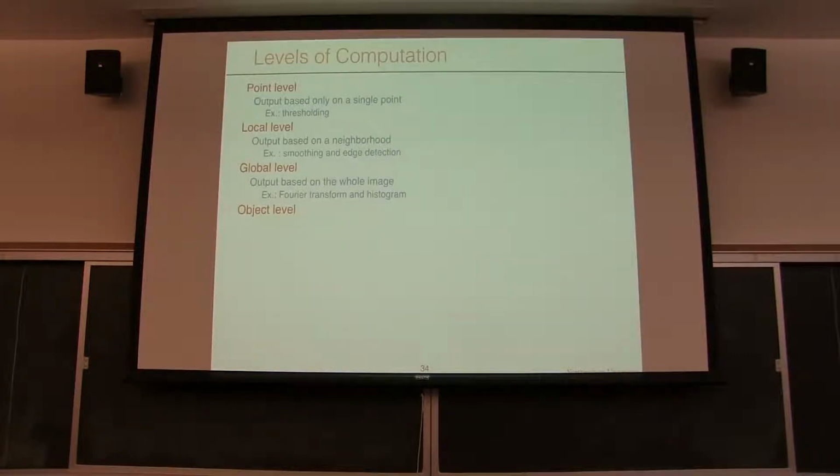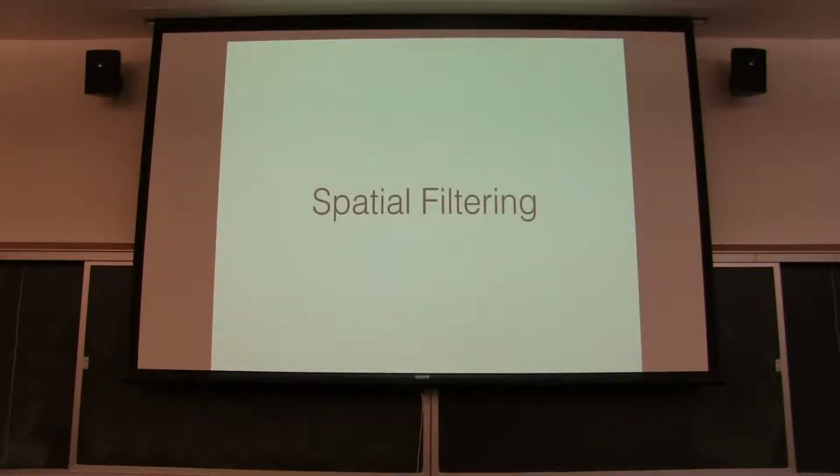Okay, and then I have the object level, which is more like tracking or recognition, where I actually need to have some kind of grouping of pixels, which typically will not be along pixel boundaries, right? I would like to have the contours of the object. Sometimes we settle, because that's complicated, for a bounding box around the object. All right, so let's talk about filtering.